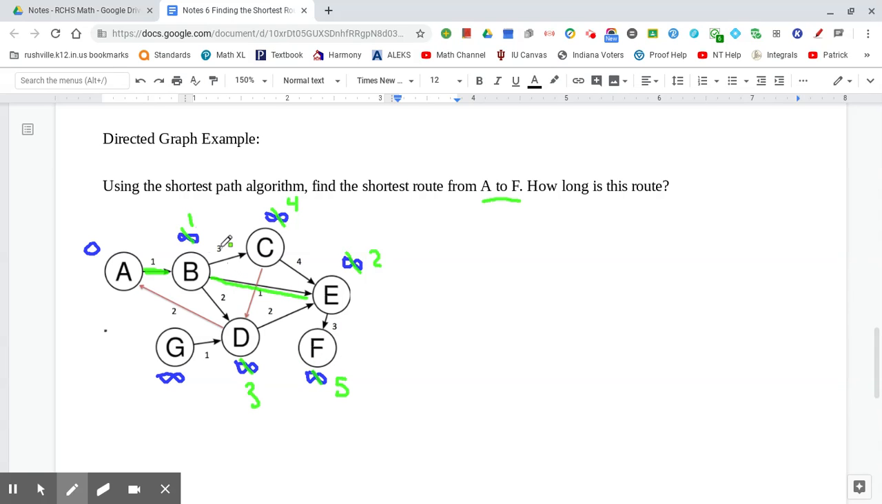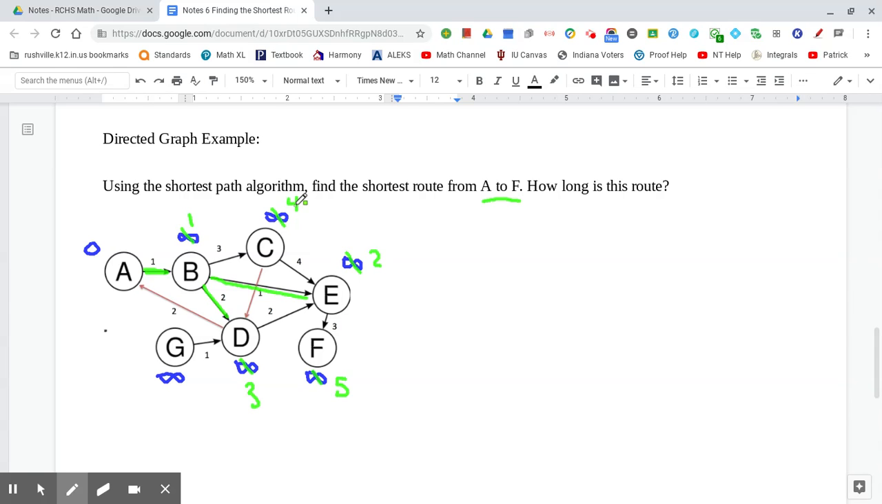All right, so 4 or 3 and 5. Those are the vertices we have not yet been to that we have the possibility to go to right now. So 3, 4, or 5, which one's smallest? 3 is. How did we get this 3? Well, that was from B to D. Now look to see where D can go. D can go to E. 3 plus 2 would give us 5, so we're not going to change that one.